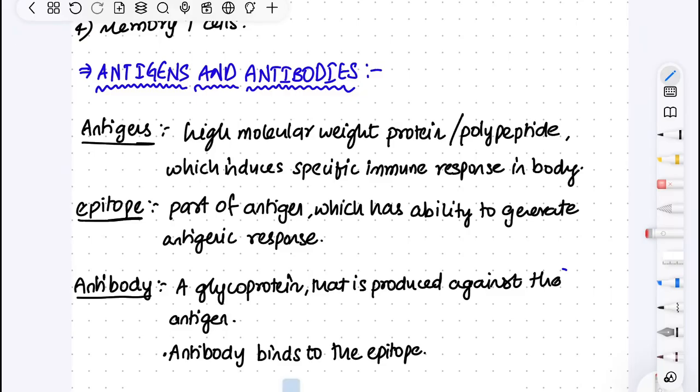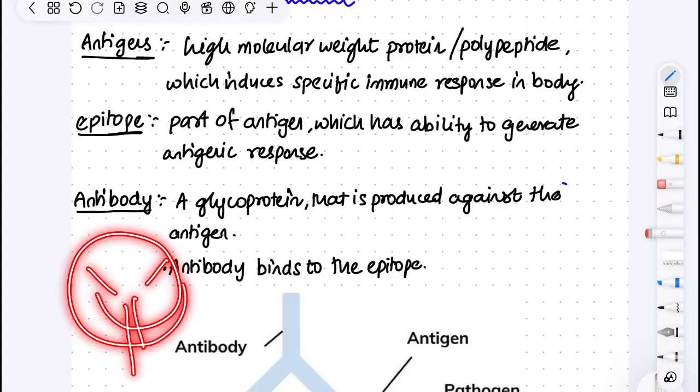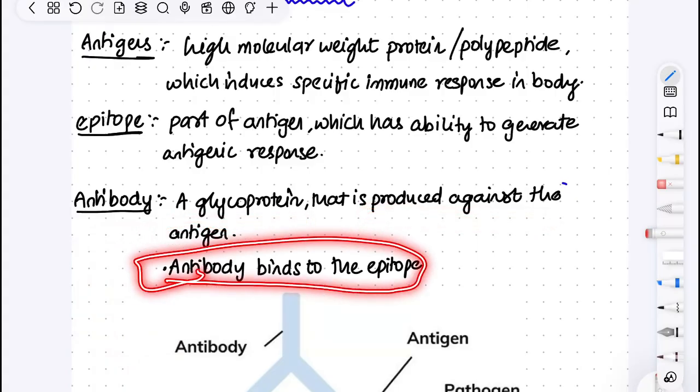Okay, these are not much asked in exam, mainly they are asked in viva. So this epitope is a part of antigen which has the ability to generate an antigenic response. And antibody, what is an antibody? We have all studied in lower classes. It is a Y-shaped molecule, it has heavy chains, light chains. So antibody is a glycoprotein that is produced against the antigen, and antibody binds to the epitope.